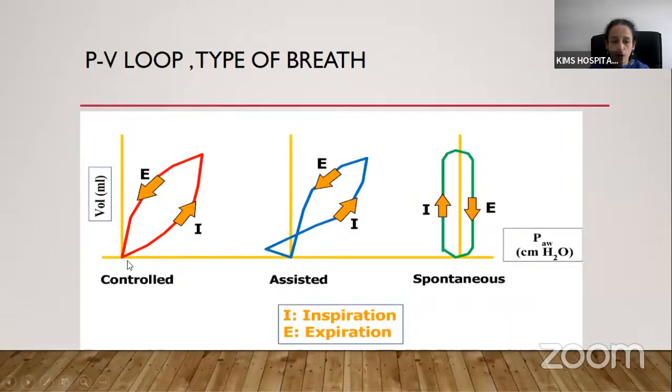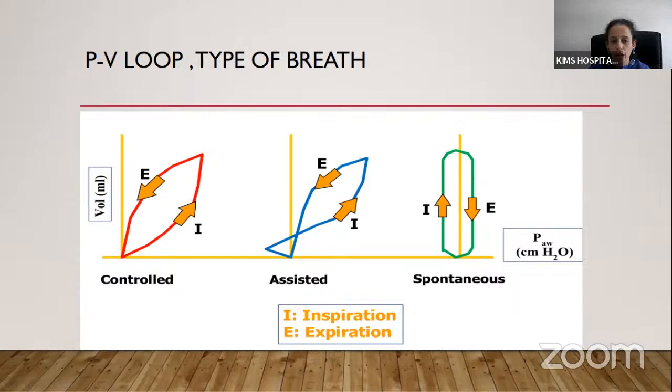So this is a controlled breath, inspiratory limb and expiratory limb. This is an assisted breath. Baby has initiated the breath, which is detected by the flow sensor, and then the breath cycle, inflation cycle continues. This is a completely spontaneous breath of the baby, in which the inspiratory limb is on the negative side. So you can see the spontaneous breaths like this.